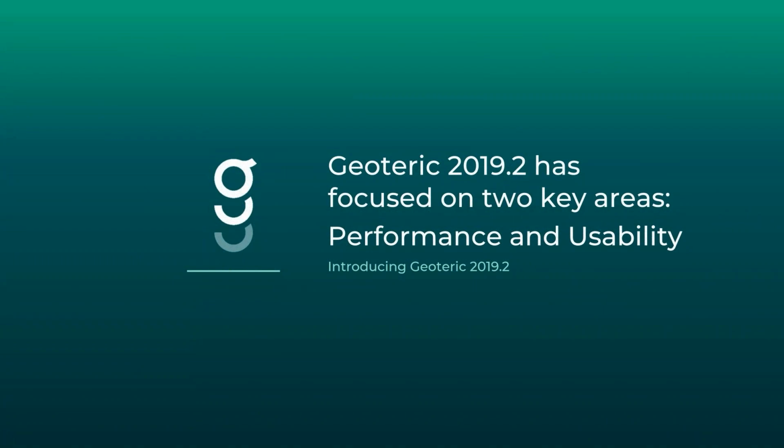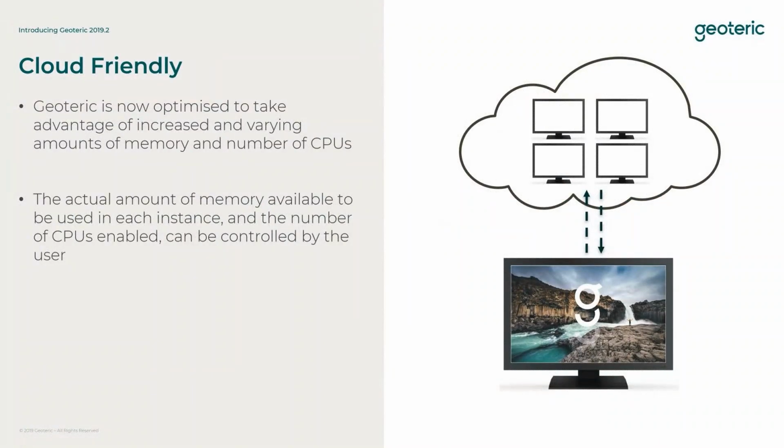So, Geoteric 2019.2 has focused on two key areas, performance and usability, to improve the user interaction with the software. The first thing that has been updated is that Geoteric 2019.2 is now fully cloud-friendly. This means it can take advantage of increased and varying amounts of memory and number of CPUs, both of which can be controlled by the user upon opening a Geoteric project. This comes at a time when on-premise or public cloud distributed computer infrastructure is becoming more popular and in some cases a routine part of a company's workflow.